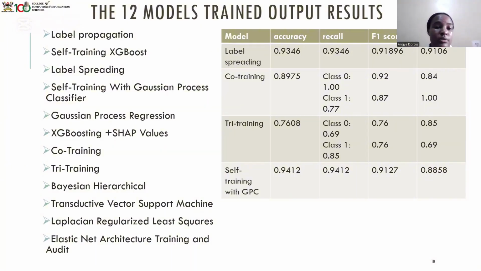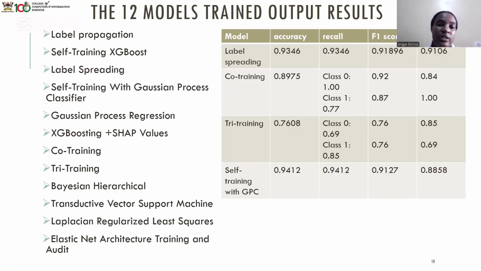We have the XGBoost plus SHAP values. This builds gradient-boosted trees and explains predictions via Shapley additive explanations. We have the co-training. This trains two views, feature splits on labeled data, then each labels the other's most confident unlabeled examples. We have the tri-training. This uses 3 classifiers. If 2 agree on an unlabeled example, it's pseudo-labeled for the third.